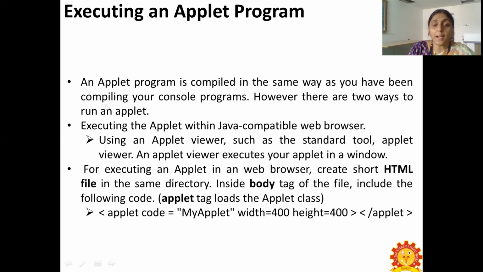For executing an applet in a web browser, which is the second method, we create a short HTML file in the same directory where you are saving the applet class program, and inside the body tag of the file, we have to include the following code. What is that code? The applet tag, which will load the applet class. So we already saw the tag, how it will be.